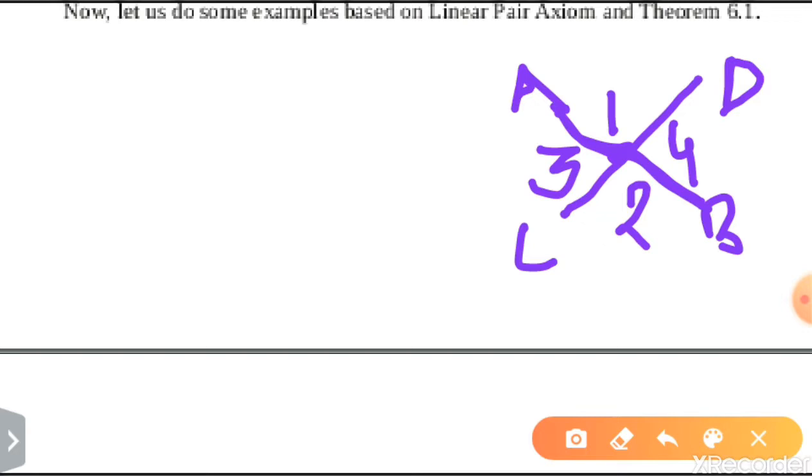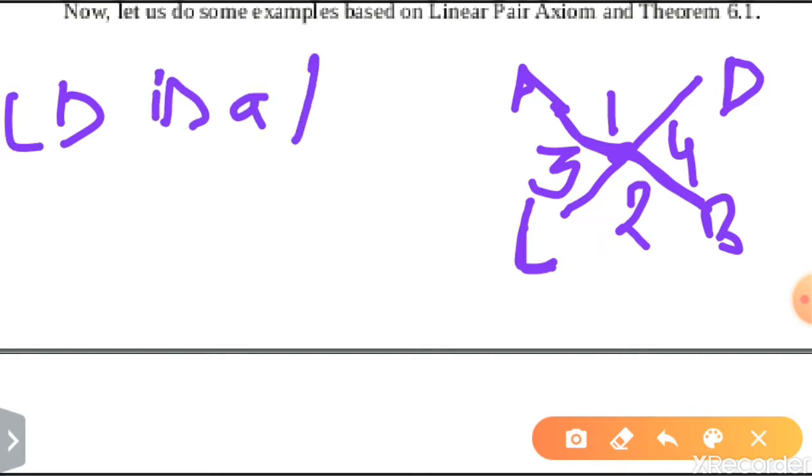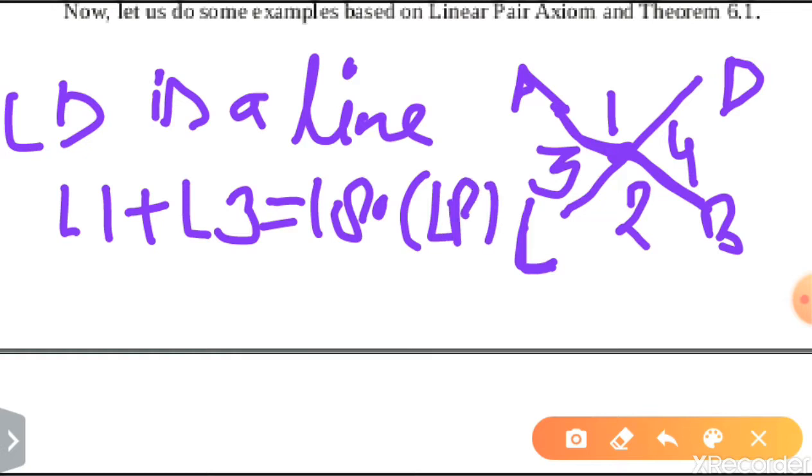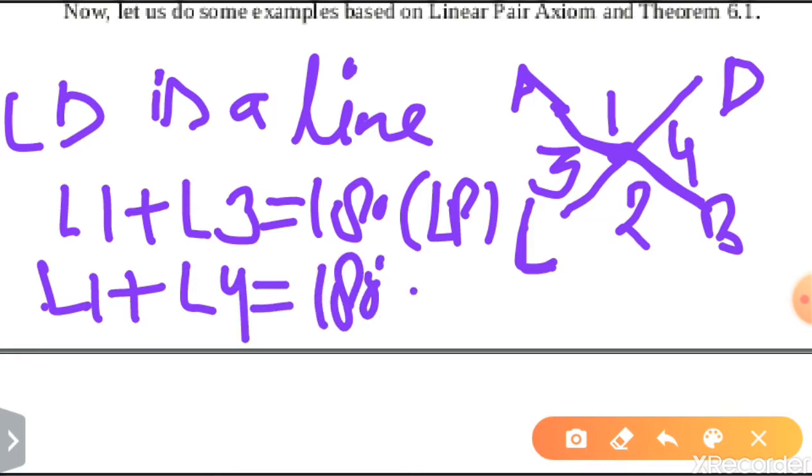So what we have to do: we can see that CD is a line, though I am not able to write it properly here. Hence we can say that angle 1 plus angle 3 is equal to 180 degrees because it is a linear pair. Similarly, angle 1 plus angle 4 is equal to 180 degrees, again a linear pair.